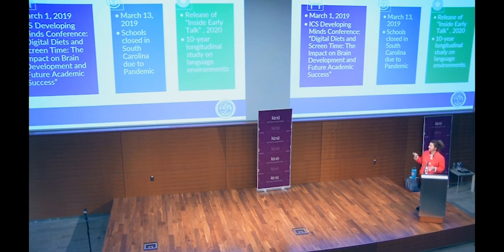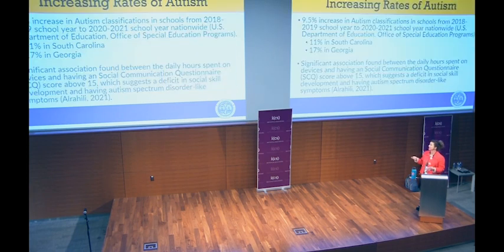Again, this gives you the overview of how we got to this point and why we need some current updates. So, increases in autism. There's been a 9.5% increase in autism classifications, so not medical diagnosis, but classifications in schools since the time I gave this presentation, March 1st, 2019, and 2 years later. That's nationwide. In South Carolina specifically, the increase is 11%. In Georgia, just as a regional point of view, it's 17%.